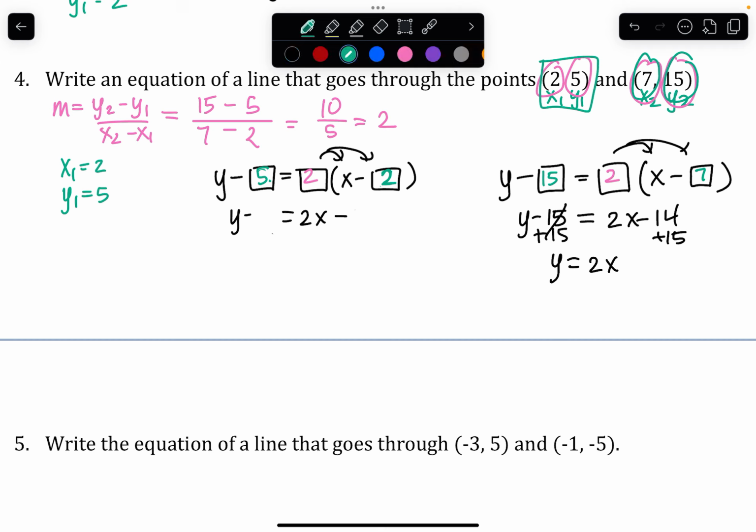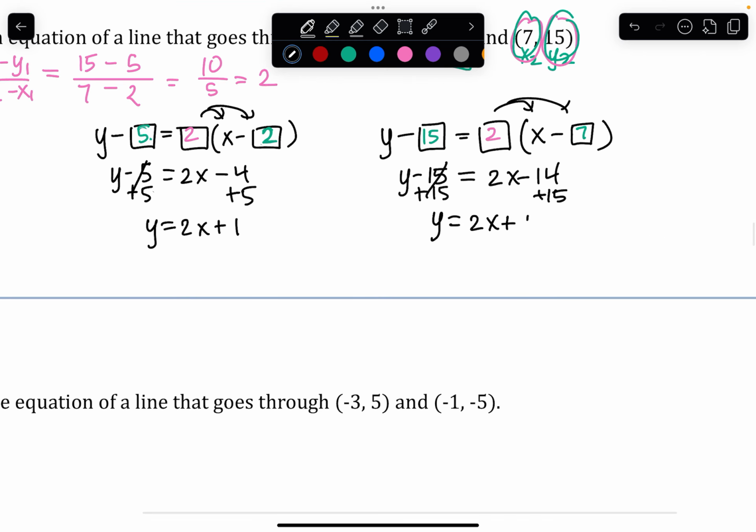Okay, and so we have y minus 5, and then when we distribute the 2, we get 2x minus 4. Now, when we add 5 to both sides, we get y equals 2x plus 1. And same over here, we get y equals 2x plus 1. So it should be the same.